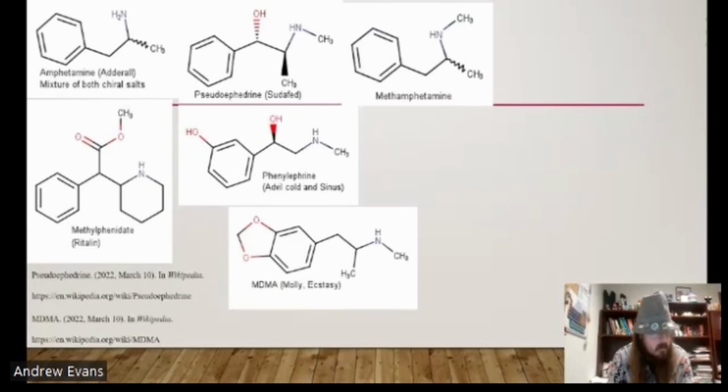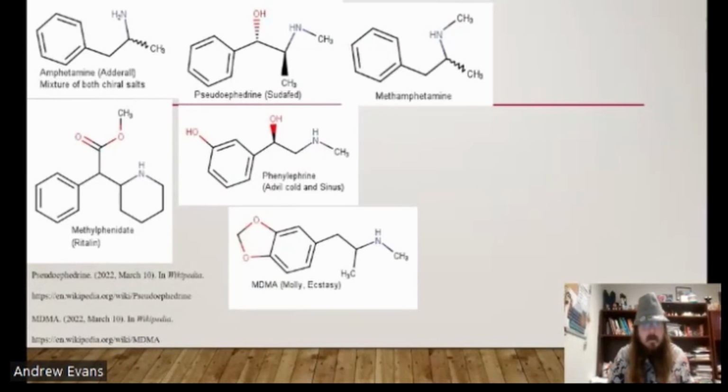Though it takes very simple chemistry to transform this strong vasoconstrictor that essentially constricts the blood vessels in the nose and helps decongest into the highly regulated drug that's methamphetamine. Phenylephrine down there, which is stuff you can buy at the store, it's not regulated at all. It's similar, but it's also very different.